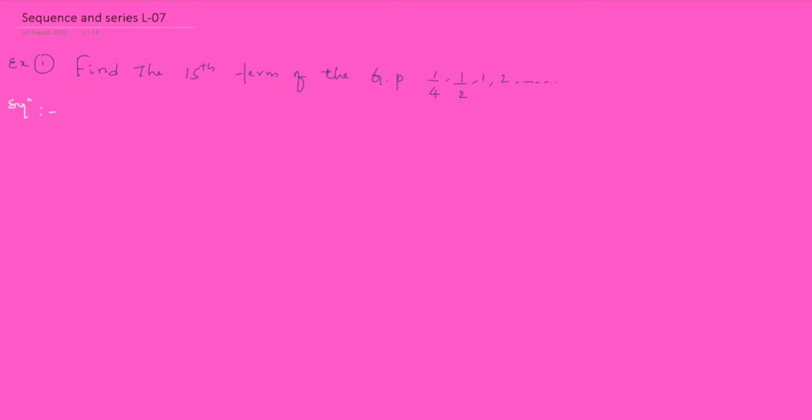A sequence a1, a2, and so on, an is called a geometric progression if the ratio of any term and its previous term is always constant, right? So here, writing down the solution: given 1 by 4, 1 by 2, 1, 2, and so on are in GP, right?